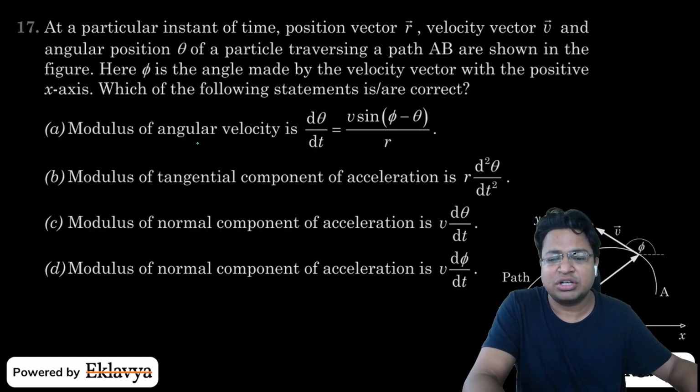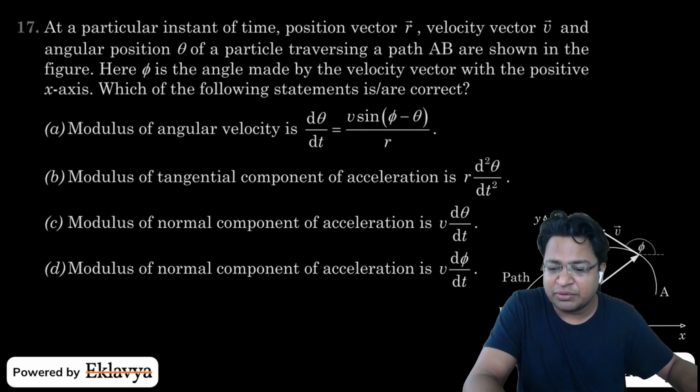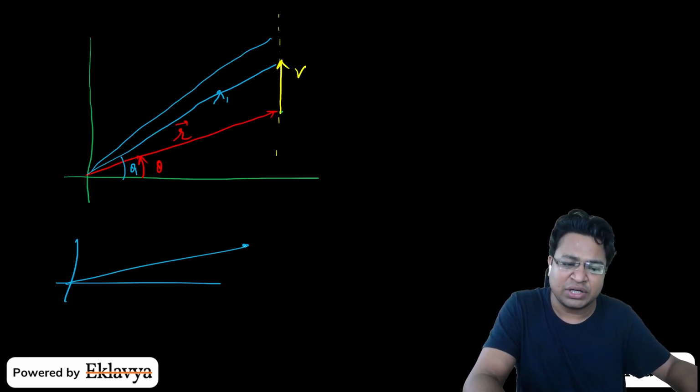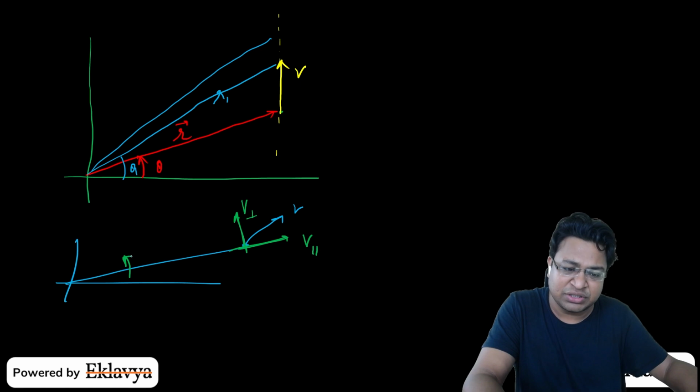The first option says the modulus of the angular velocity, d theta by dt. So, the rate at which this angle changes. How do we calculate this rate? Let's say any particle is located at this position, and it is moving with a certain velocity, for example this velocity. Then we take two components of this velocity. We take one component along this line, which I will call v parallel, and one component perpendicular to this line, which we call v perpendicular. The rate at which this line rotates is given by v perpendicular divided by this length, whatever it is.